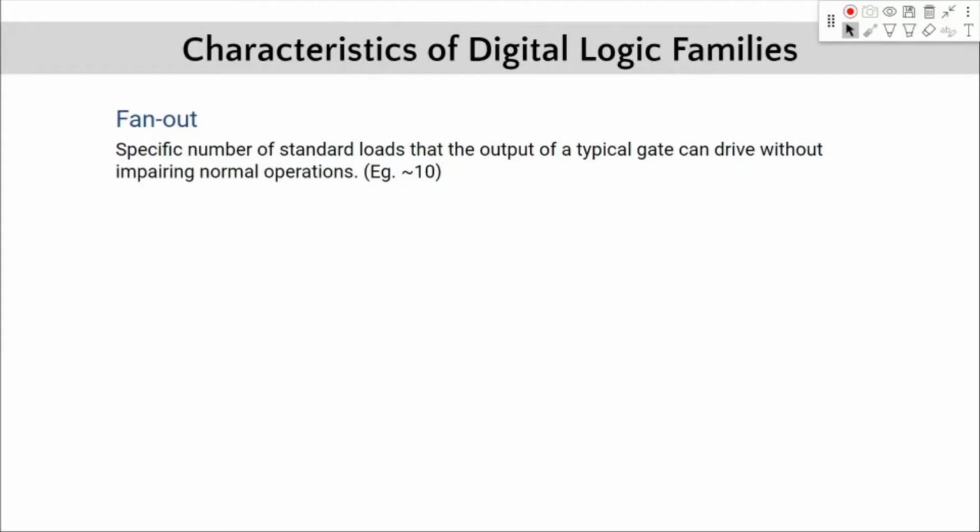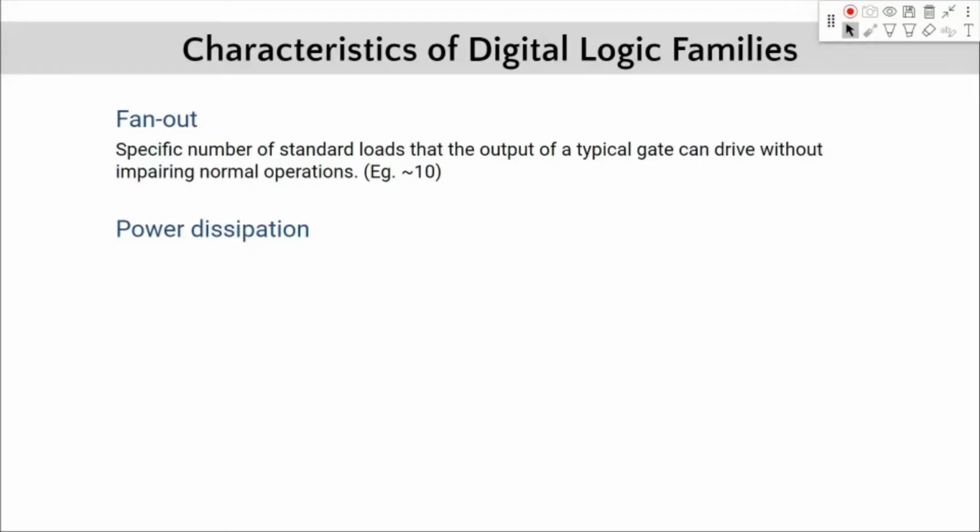So fan out is the specific number of standard loads that the output of a typical gate can drive without impairing normal operation, meaning without getting overloaded, without being unable to supply sufficient current to every load, without the actual operation of the gate being hampered. Like it was supposed to do inversion, but it's not able to do inversion anymore because there's too much load on the output.